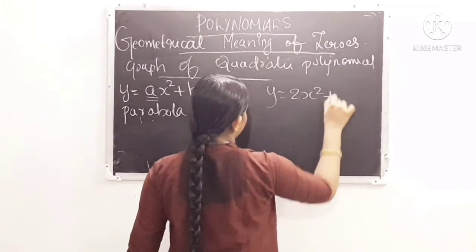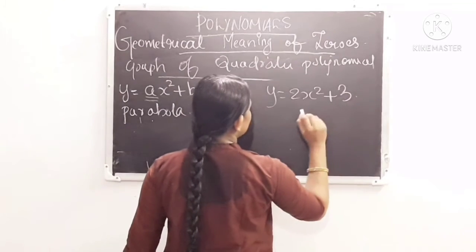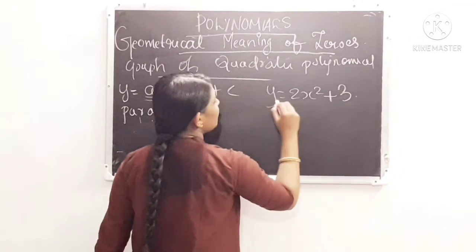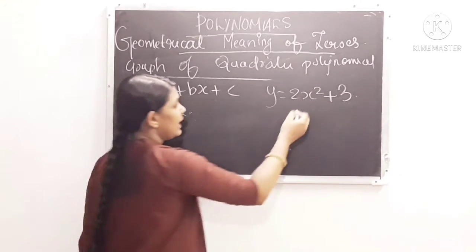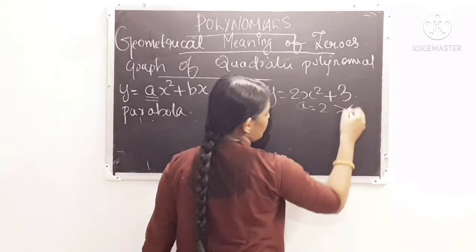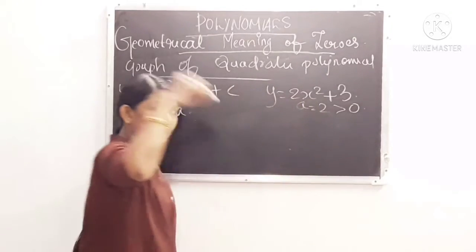Okay. And if we got a quadratic equation like this, y is equal to 2x square plus 3, here the value of a is the coefficient of x square. Here a is 2, which is greater than 0, which means the graph will be opened upwards.